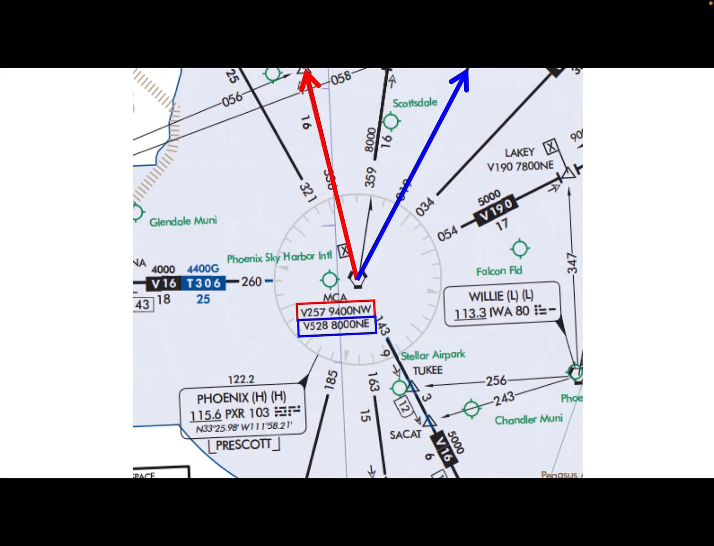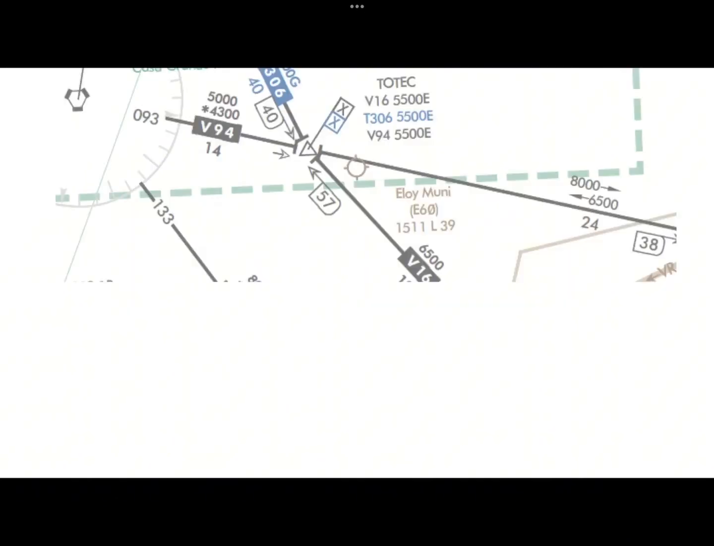And if we are leaving the fix at PXR VORTAC on Victor 528 to the northeast, then we follow this MCA, which tells us we have to be at or above 8,000 feet when we cross above the VORTAC. Remember what I stated earlier. If an intersection has an MCA, then the pilot is required to pass the intersection at or above the MCA. If an intersection does not have an MCA, then the pilot is required to pass the intersection above the first MEA on their route before climbing to the second MEA immediately. Again, with at least 200 feet per nautical mile climb gradient after they pass the intersection.